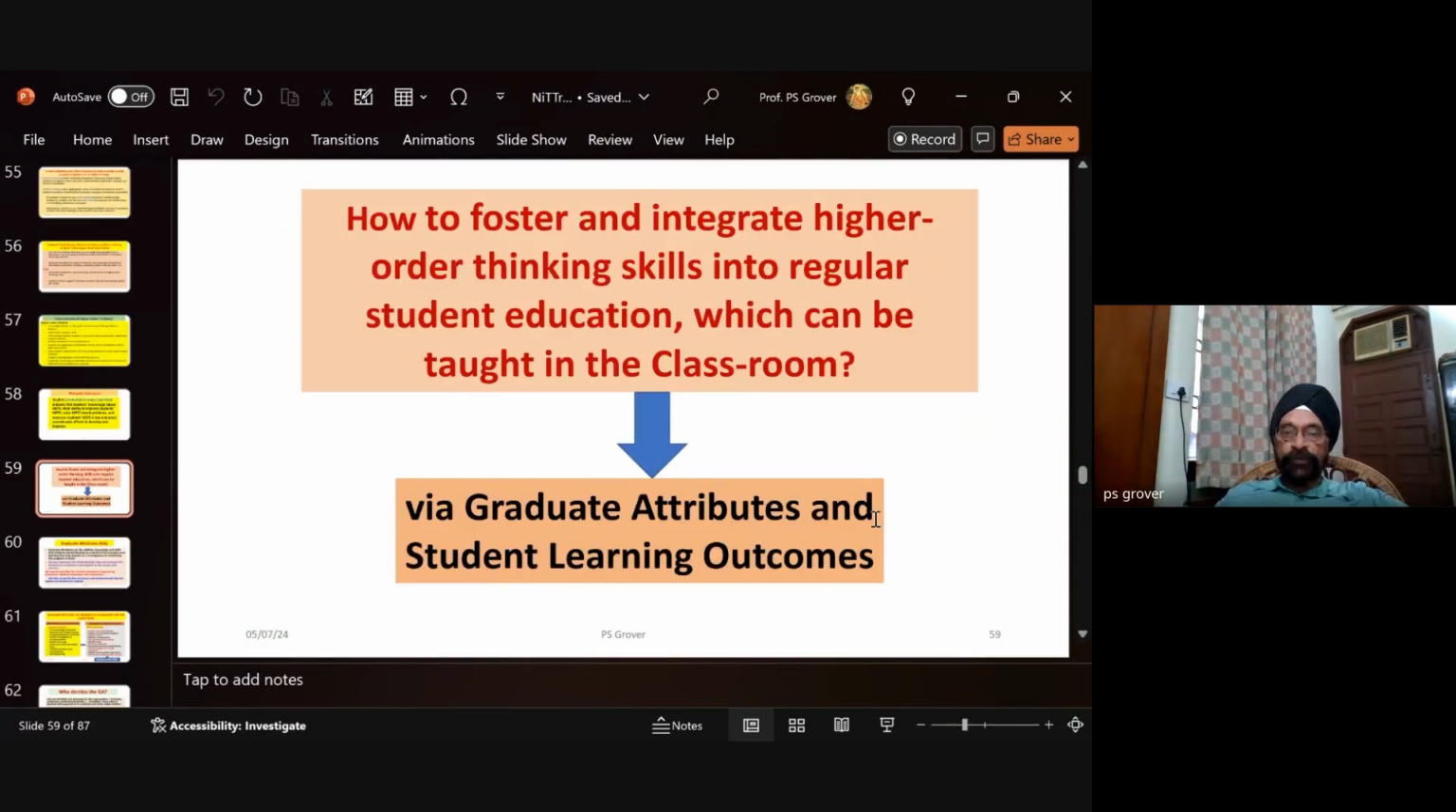the issue is how to foster and integrate higher order thinking skill into regular student education, which can be taught in classroom. अब देखिए ये इशू आप नोट करिए। How to foster and integrate higher order thinking skills into regular student education, which can be taught in the classroom to enhance their employability skills and chances. This is gained through graduate attributes and student learning outcomes. आप रिकॉल करो पिछले सेशन में मैंने आपसे शेयर किया था what industry wants, what employability skills are. I encapsulate them as graduate attributes.